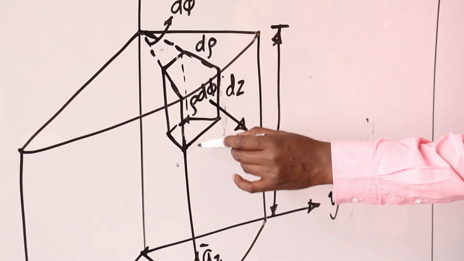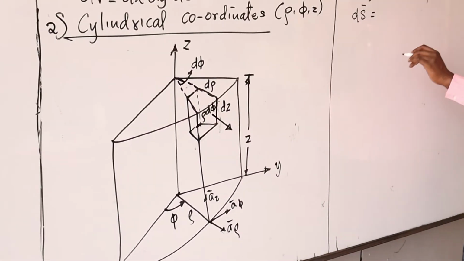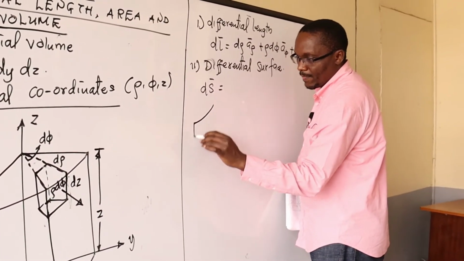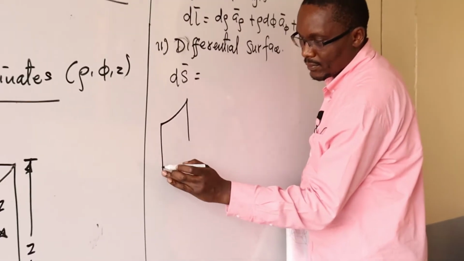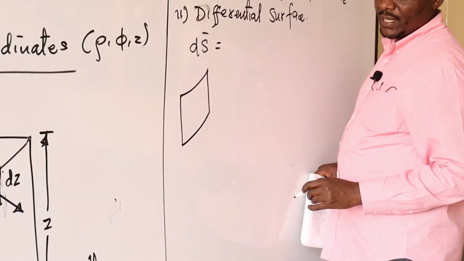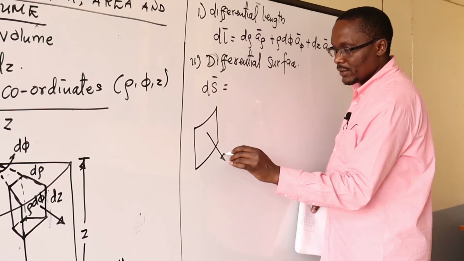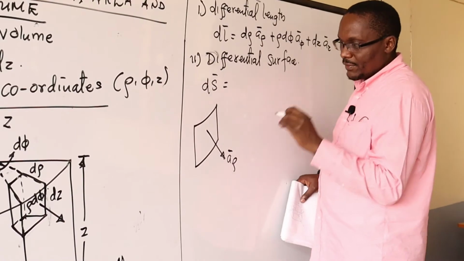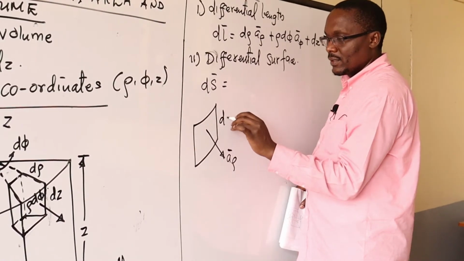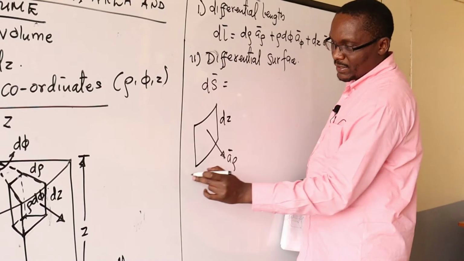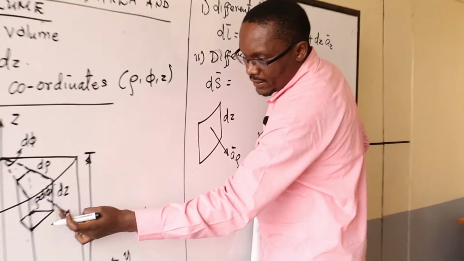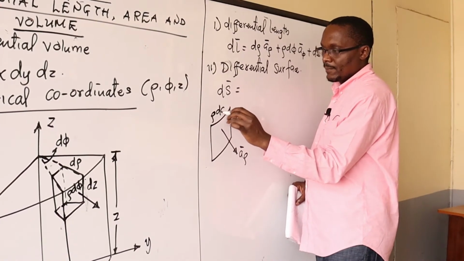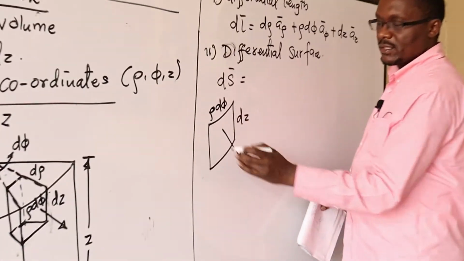So what are the lengths in the rho direction? I think it's necessary that we have a small drawing. This is what we have in the rho direction. These are the surfaces. That is the particular surface in the rho direction, and that surface has a height of dz. And the particular curve, the upper curve, is given as rho d phi.